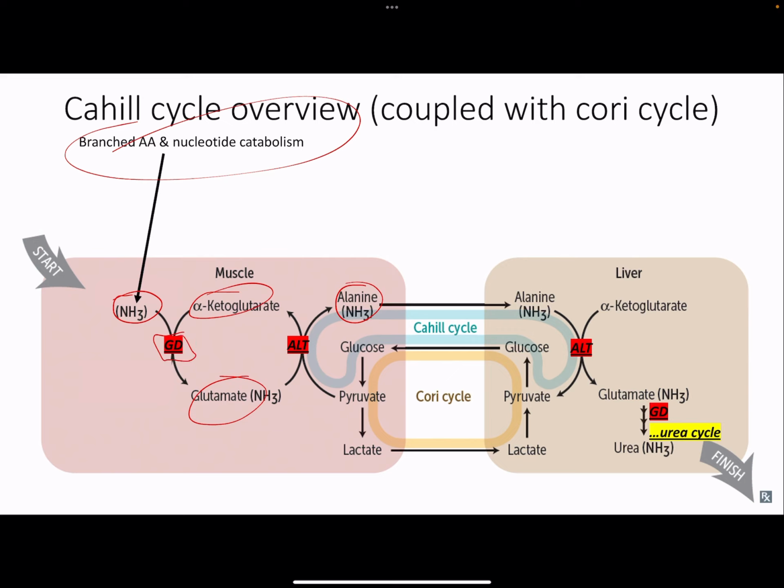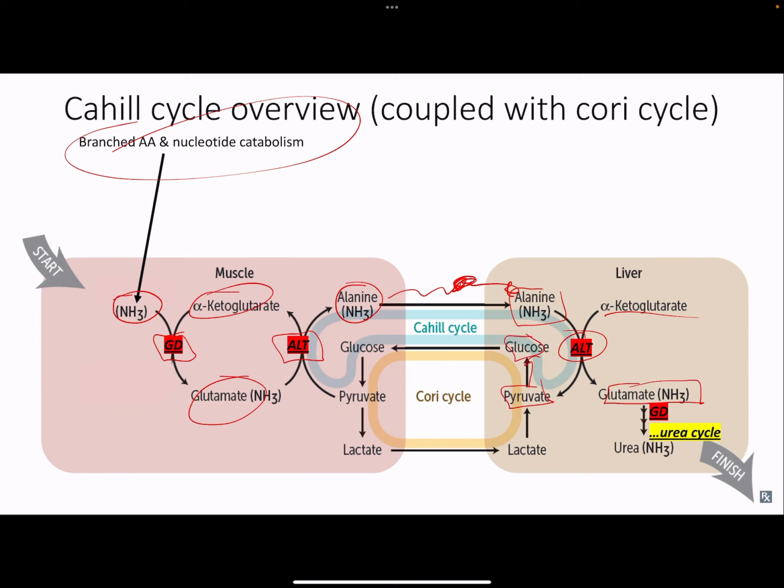Glutamate dehydrogenase, alanine transaminase. Why? Because we're making alanine. Alanine goes through the blood over here, comes to the liver. Great. Alanine's done its job. Let's make glutamate again. We combine it with an alpha-keto acid and an amino acid. And this is a reversible enzyme, so it's still called alanine transaminase, and we make a glutamate, which has an NH3, and a pyruvate.